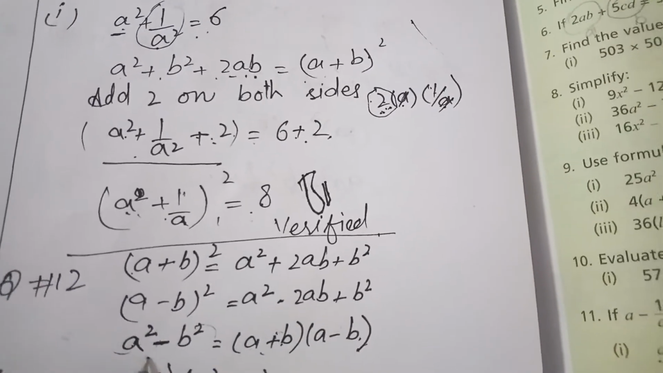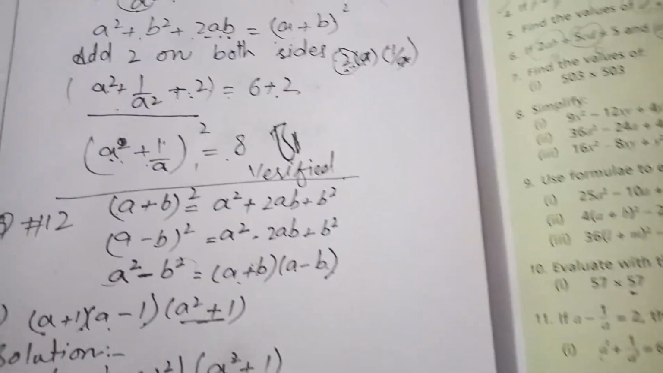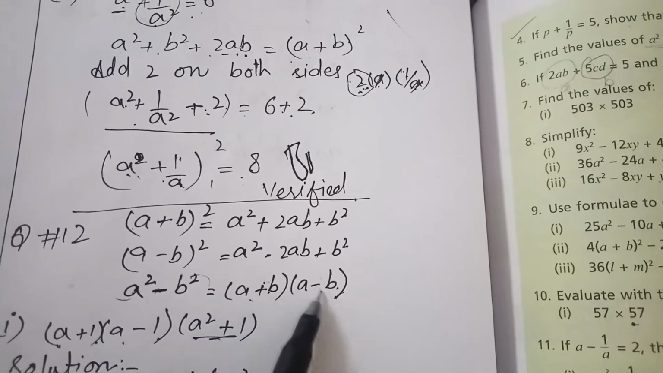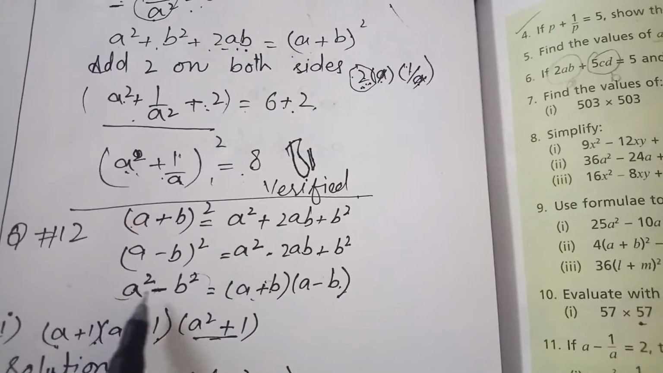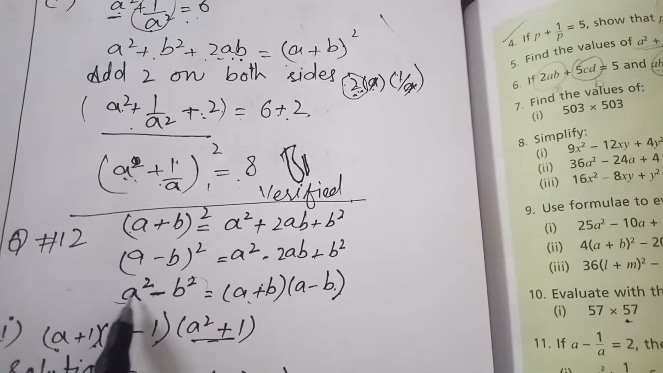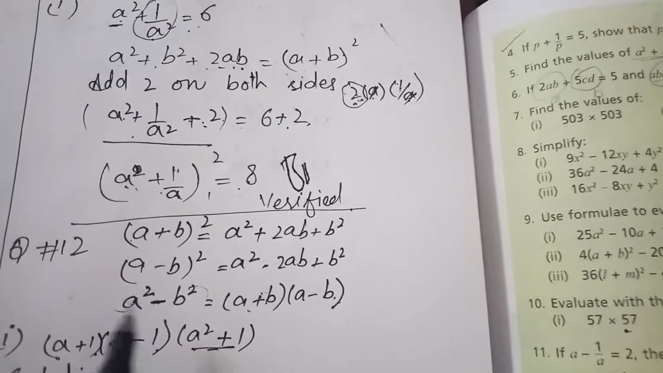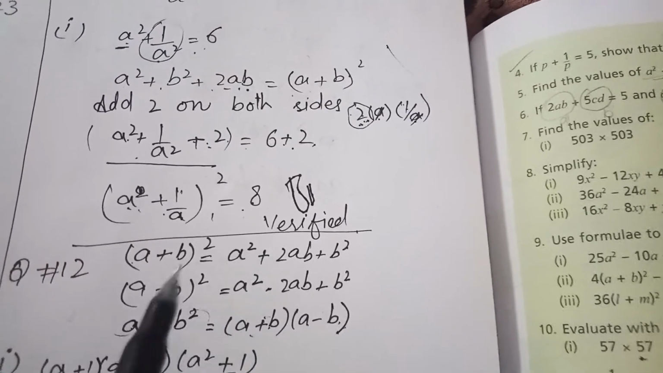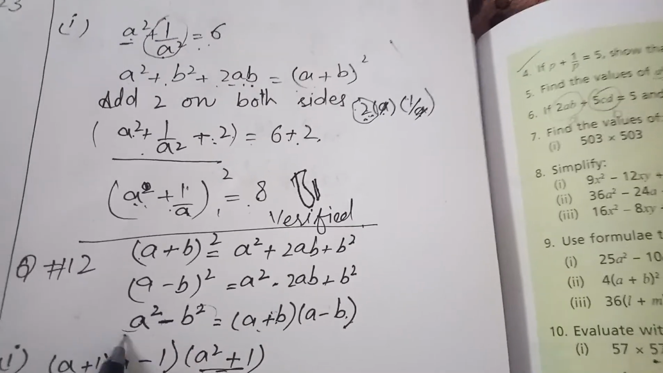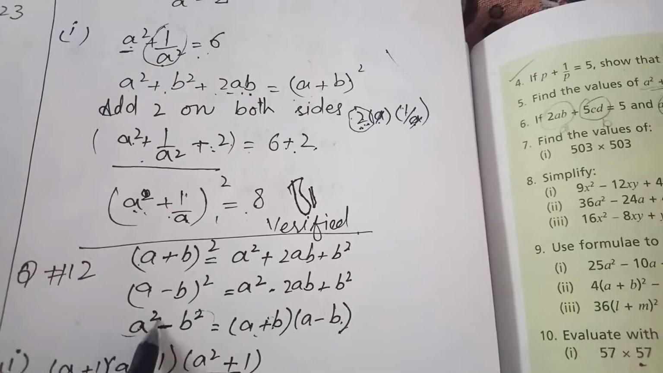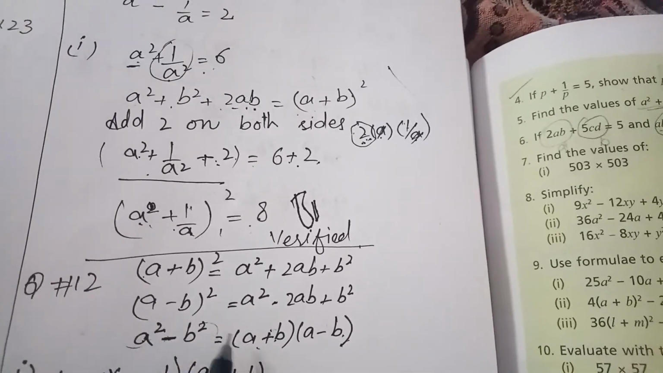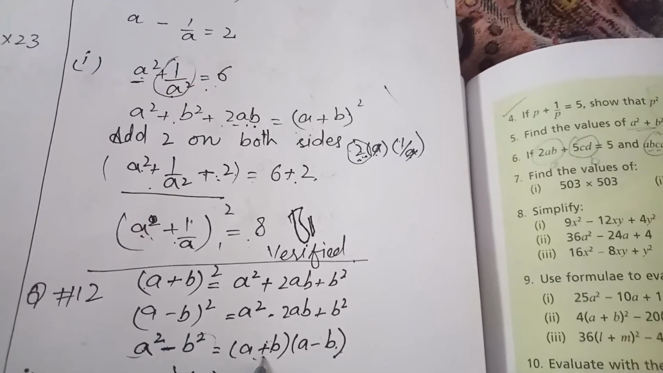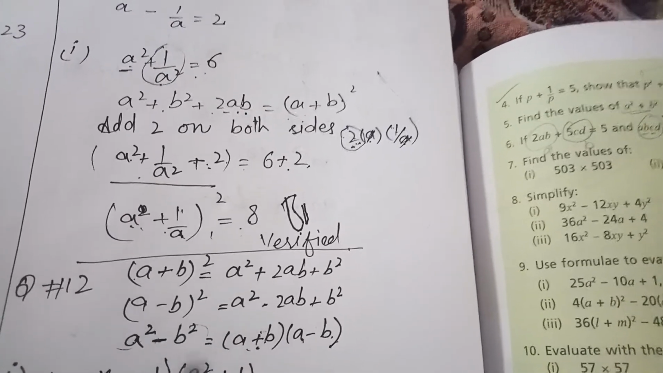Now for these last three questions we have to work on the formula, that is a square minus b square is equal to (a plus b) into (a minus b). (A plus b) into (a minus b) is equal to a square minus b square, and you can say that a square minus b square is (a plus b) into (a minus b). If there are two values, two squares with the sign of minus, they can be written as the product of two values, but one with the addition and one with the difference.